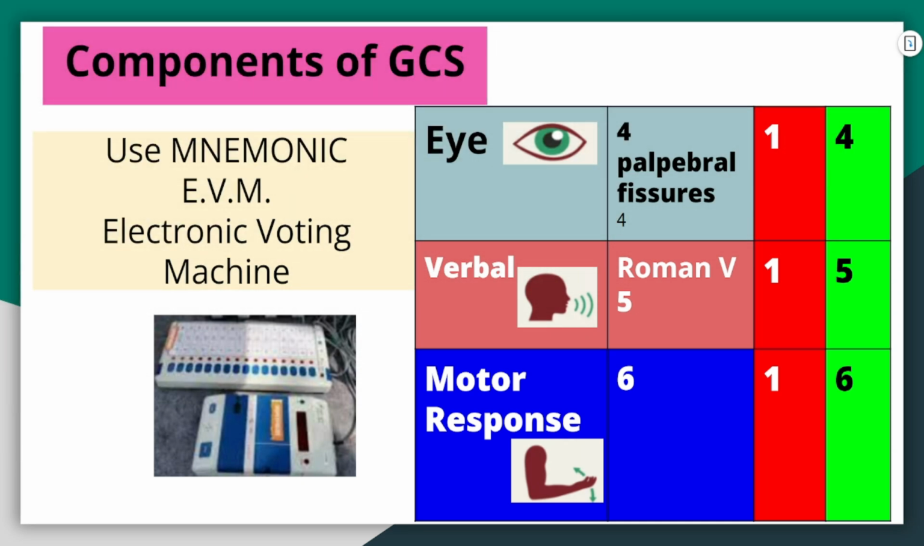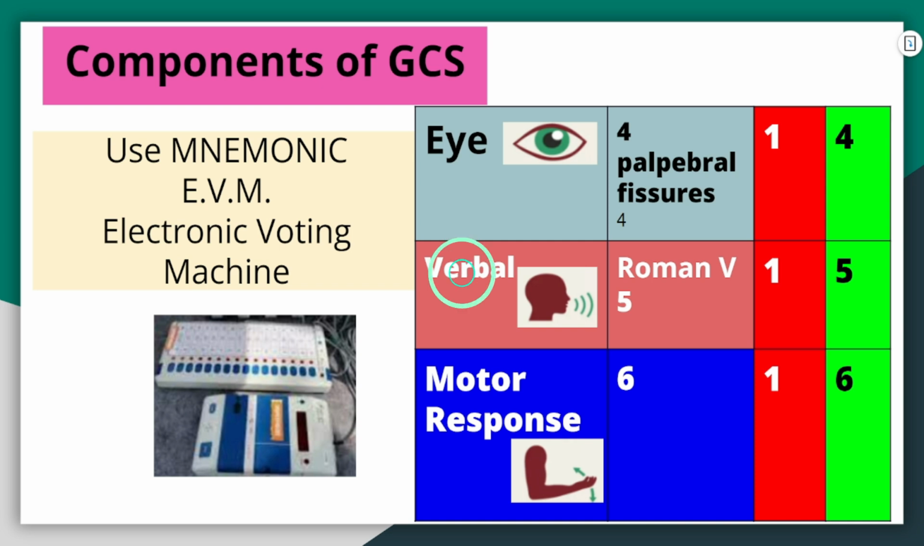First is eye response. It has a minimum score of 1 and a maximum score of 4. You can memorize it with spectacles: 2 eyes are having 4 palpable fissures, so the maximum score is 4. Second is verbal response. The minimum score is 1 and the maximum is 5. How to memorize this? In Roman numerals, 5 looks like the alphabet V, so 5 for verbal response. And the last is motor response. The minimum score is 1 and the maximum score is 6.